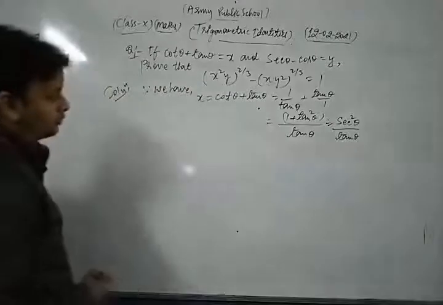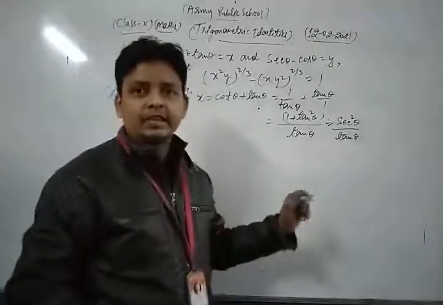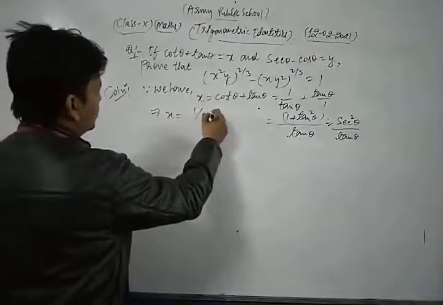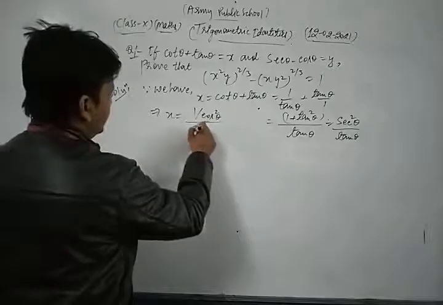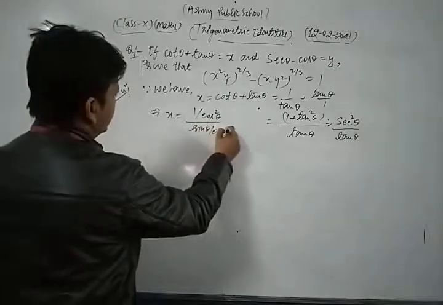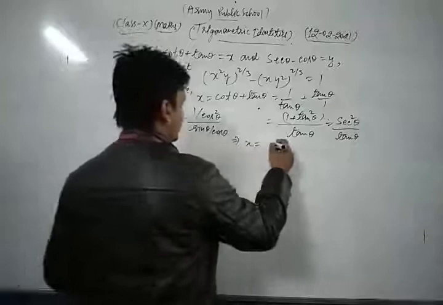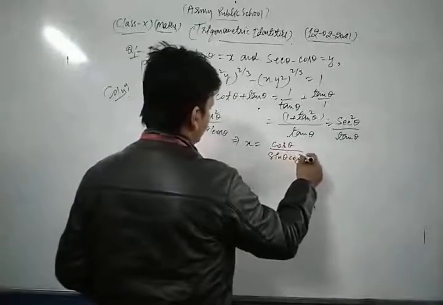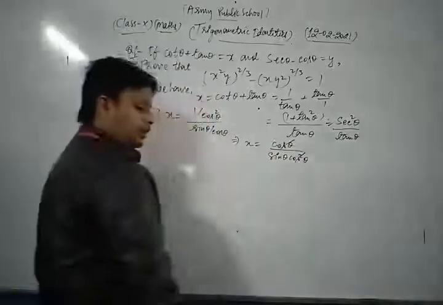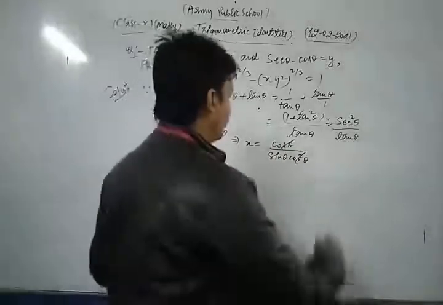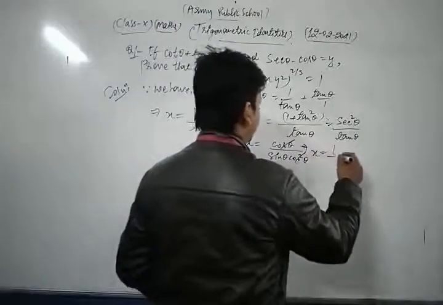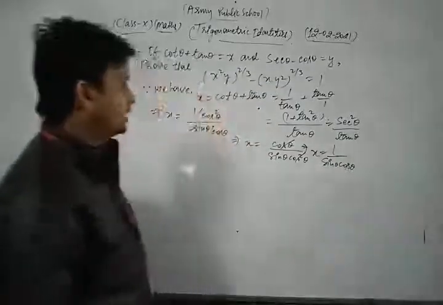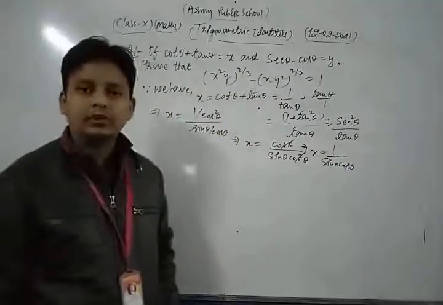Okay dear friends, now we convert into sine and cosine. So we get x is equal to sec square theta, which is 1 upon cos square theta, and tan theta is equal to sine theta upon cos theta. That is, the value of x is what? Cos theta upon sine theta into cos square theta. So cos cancels with cos. Thus the value of x is given as 1 upon sine theta into cos theta. This is the value of x.